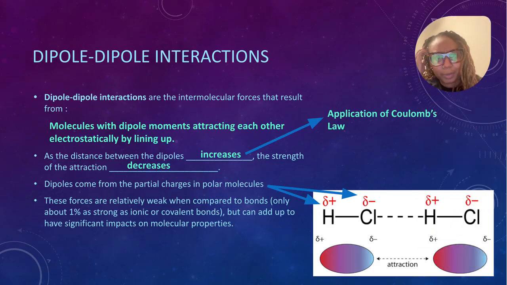So remember how we're talking about the positives and the negatives being attracted to each other, right? Like a positive Q and a negative Q come together. So that's what it's really saying, is those arrows represent our dipoles. As the distance between them increases, the strength of the attraction decreases. Dipoles come from the partial charges in polar molecules. These forces are relatively weak when compared to bonds, only about 1% as strong as ionic or covalent, but can add up to have significant impacts on molecular properties.